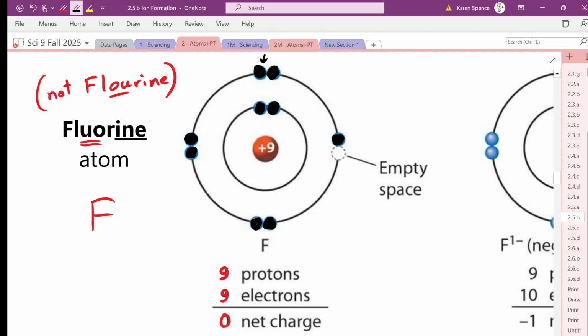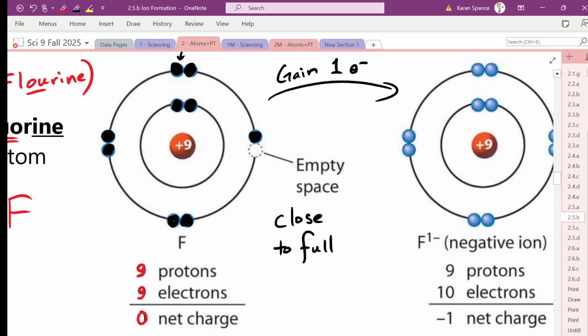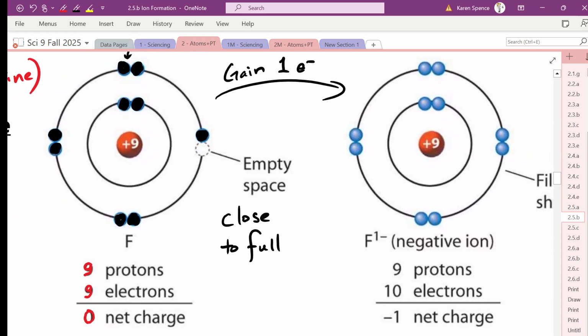Are we close to full or are we close to empty? Close to full. And when we are close to full, we are going to gain electrons. How many electrons do we need to gain to fill this up? We need to gain 1 electron. Okay, so we end up with that extra one there.